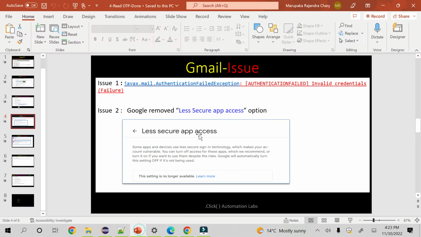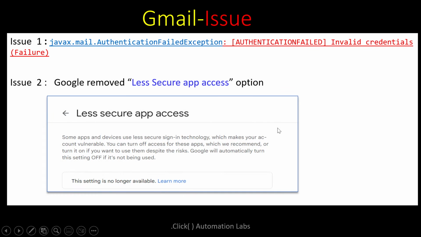So let's get started. This is the primary issue which we are facing. Even though we have the right credentials in the script, we are getting this invalid credentials exception. This issue is mainly because of the less secure app access settings. In fact, Google has removed this less secure app access option from Gmail itself. But still, there are a few other alternatives available. So now we are going to discuss those alternatives.